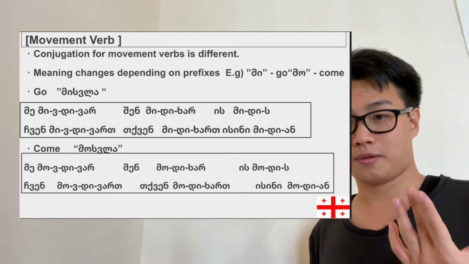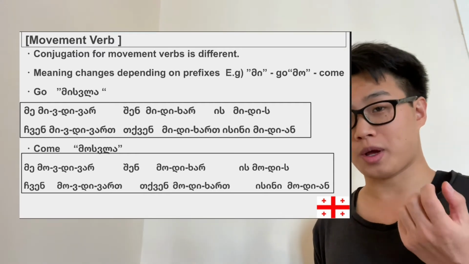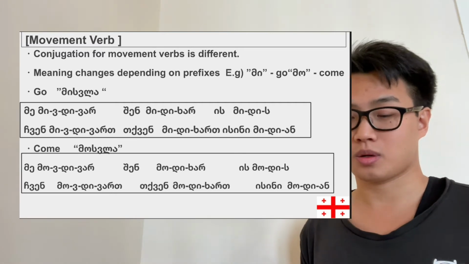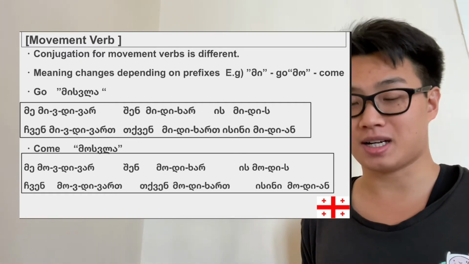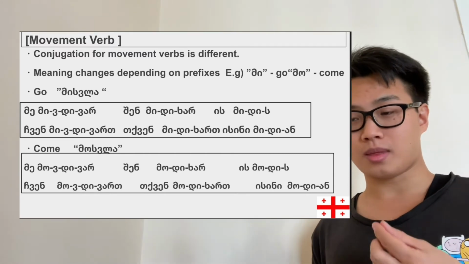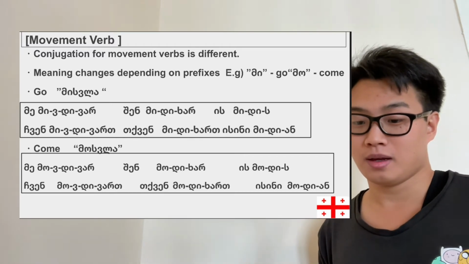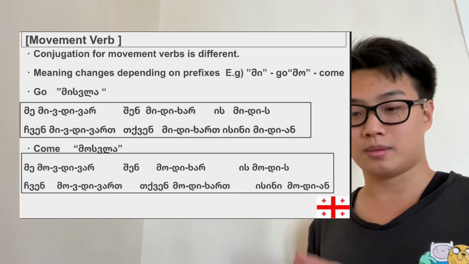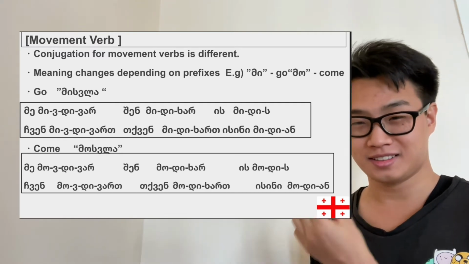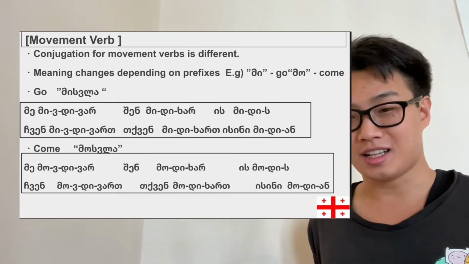Okay. And for the plural forms, it's kind of easy. For we, chven, and you, tkven, we can just add t at the end of the verbs. So chven, mi, vdi, vart. We are going. We go. Tkven, midi hart, and that's it. As for the third person plural form, isini, they, mi, di, an, like arian, right? Midian and arian. Sounds so similar.